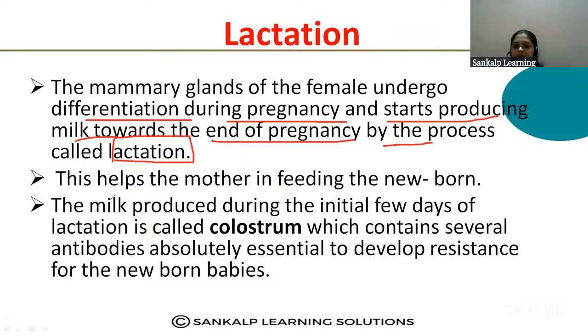Then that helps for the feeding of the newborn, and this mother's milk contains a very important protein called colostrum, which contains antibodies, and those antibodies help to fight against any virus or bacteria.